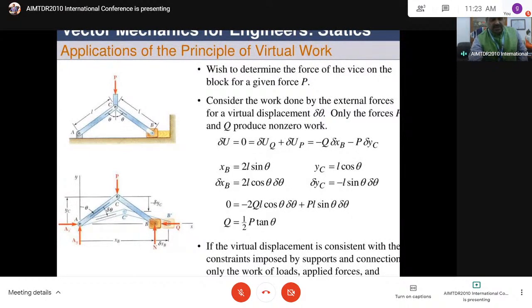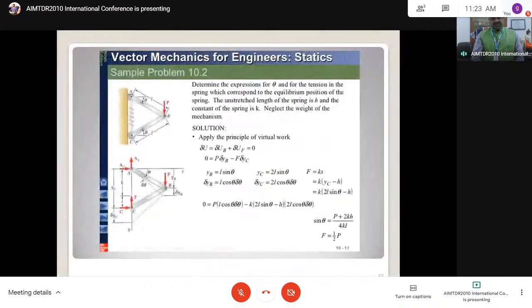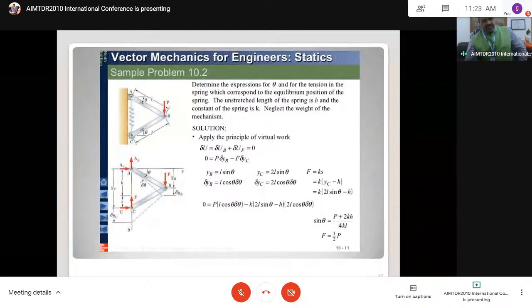Now let us consider a civil engineering problem. There is a frame structure or a truss structure, or any structure, and a spring is also connected at the base. This is the spring, and this is L and this is L. Similarly to the earlier problem, but it is a structure, a civil engineering problem. Determine the expression for theta and for the tension in the spring, which correspond to the equilibrium position of the spring.